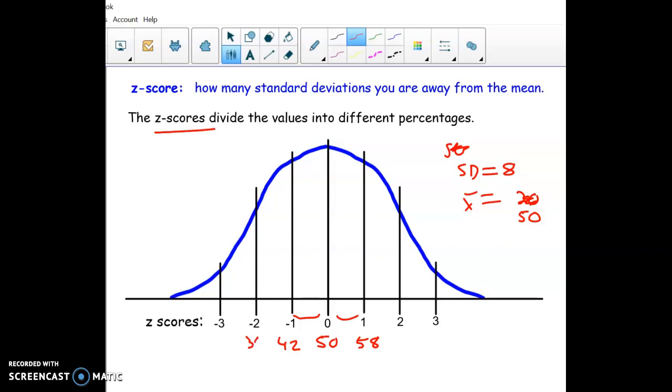So this 34, right? If we went down another 8, that would be 2 standard deviations below the mean, and it has a negative z-score because we're below, right?